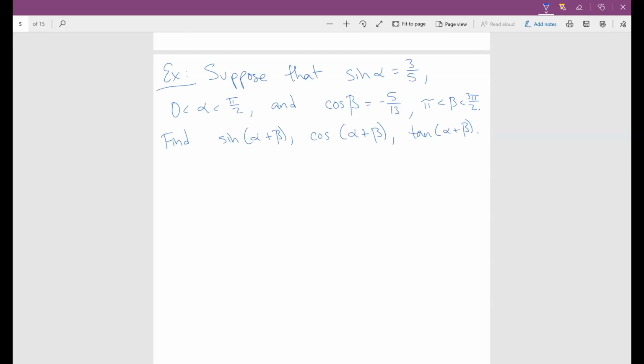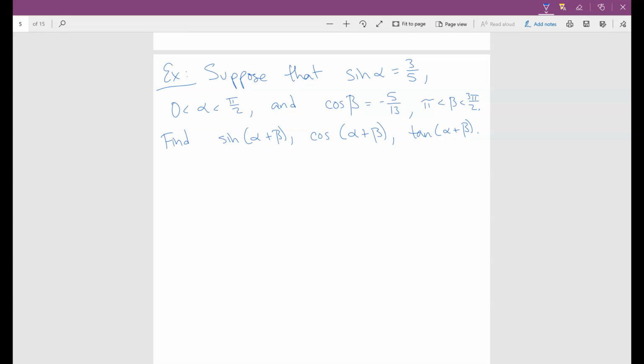Here we have, suppose that sine alpha equals 3/5, and alpha here is between 0 and pi over 2, and cosine beta is equal to negative 5 over 13, and beta is between pi and 3 pi over 2. So here we want to find sine of alpha plus beta, cosine of alpha plus beta, and tangent of alpha plus beta.